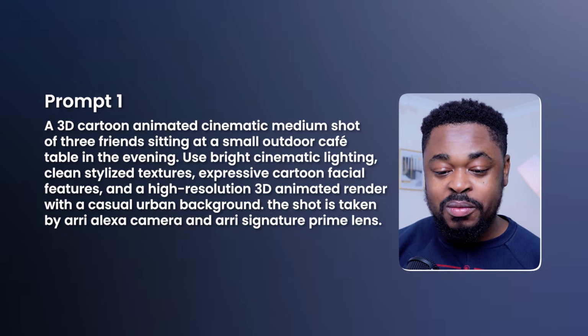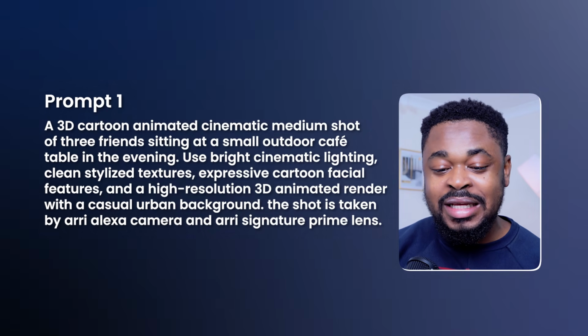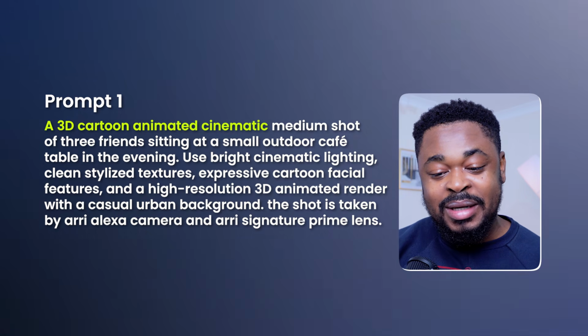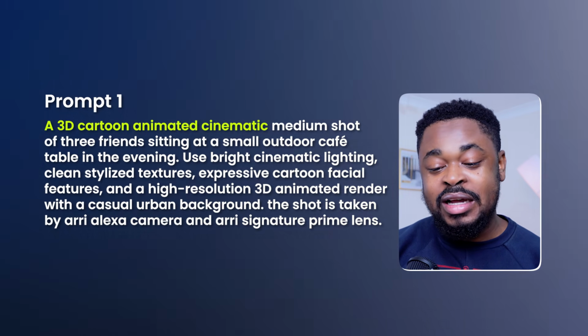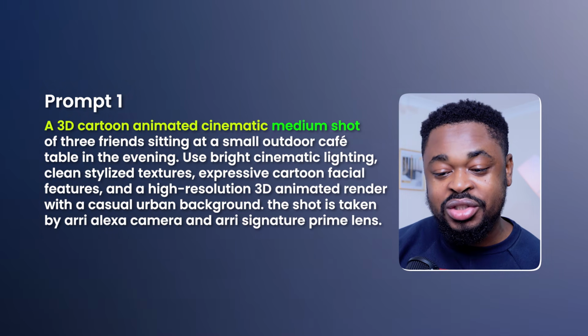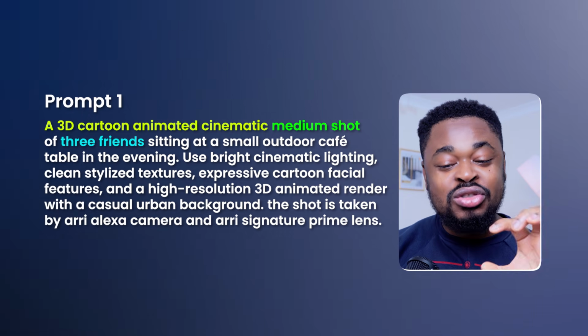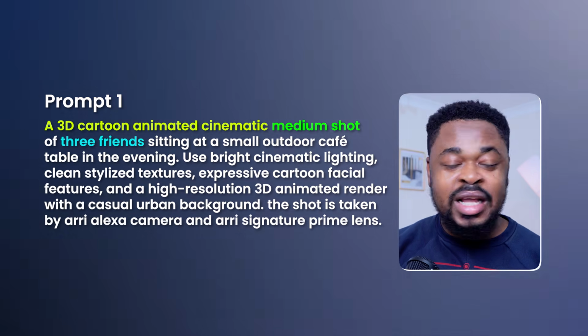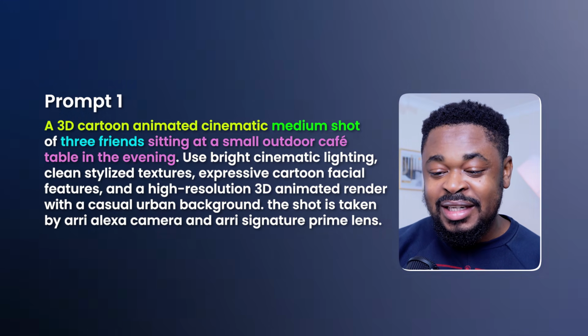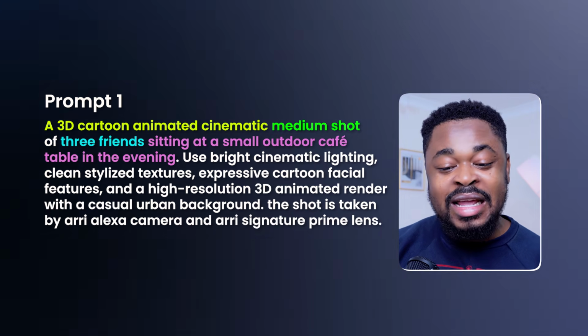Now, if you look at this prompt, you can see that here we have the image style, which is 3D cartoon animated and then cinematic, right? And then we have the shot type, which is medium shots. Here we have the character description, which is three friends, though this is not defined in detail. In your own prompt, you should describe it in detail. And then the scene, sitting at a small outdoor cafe table in the evening.